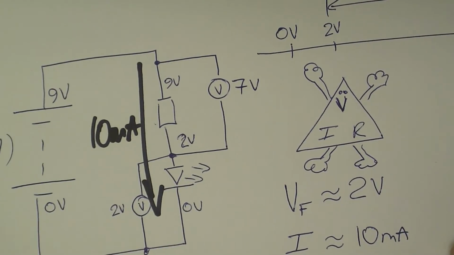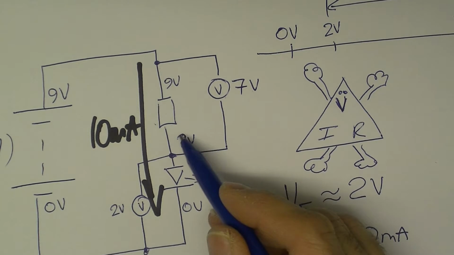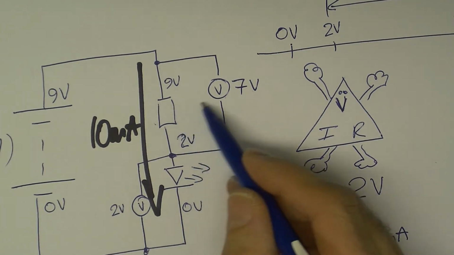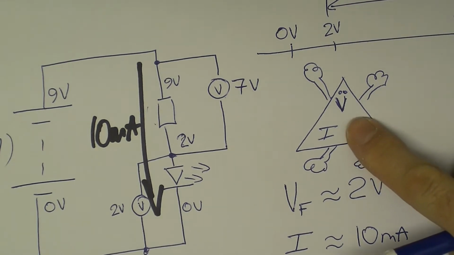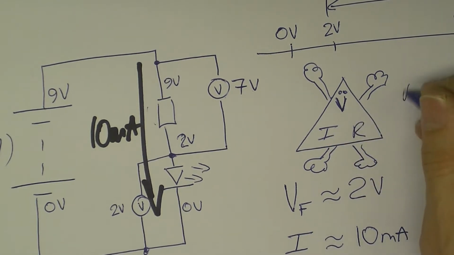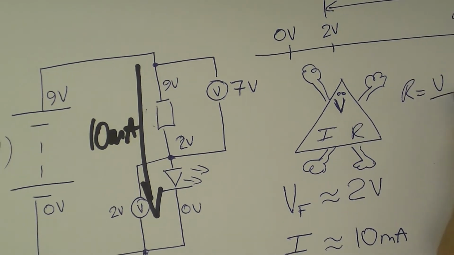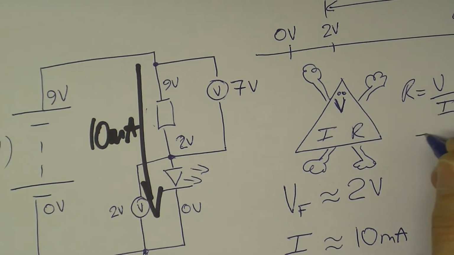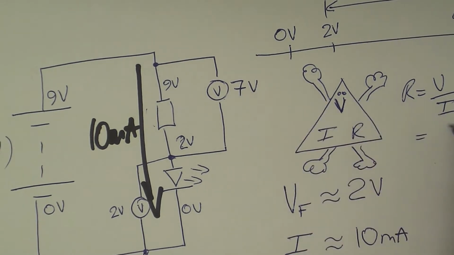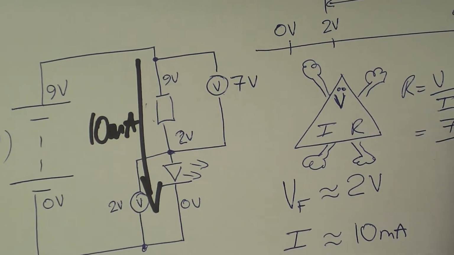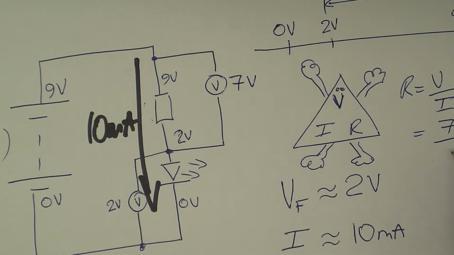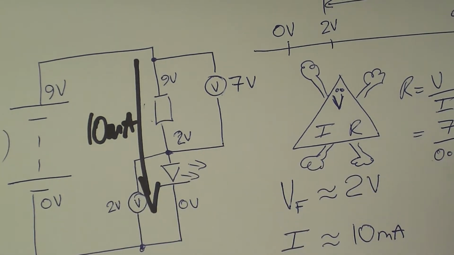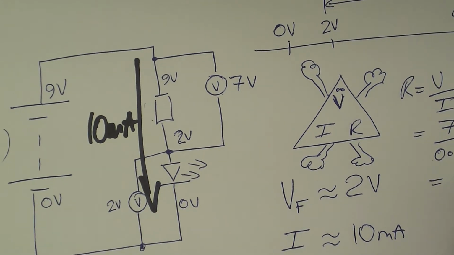We know the voltage drop, we know we don't know the resistance, we know the current that goes through it, so we want to know the resistance. So if we just cover over R, then we know that R equals V over I. So R equals V over I. The voltage difference, the potential difference, was 7. The current is 10 milliamps. Now 10 milliamps is 10 thousandths of an amp, so that's 0.01.